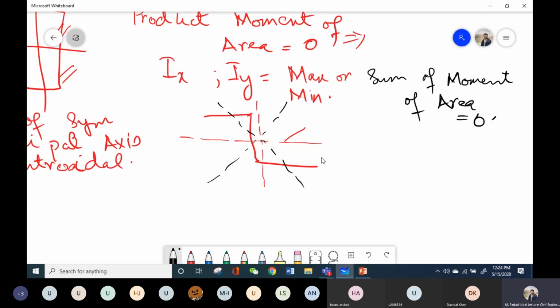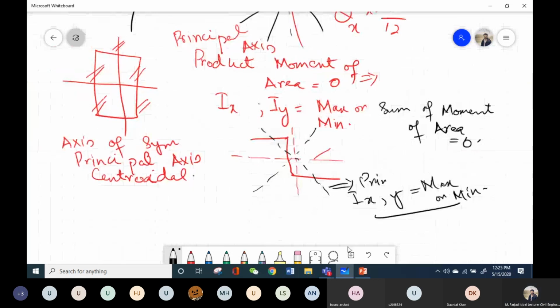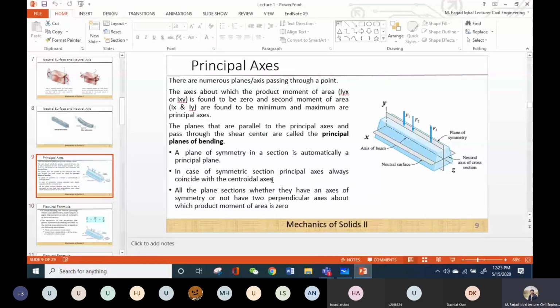So remember that in the case of an unsymmetrical section, we don't have an axis of symmetry, but we will have a principal axis around which the sum of moments is 0, and Ix or Iy, the second moment of area, is maximum or minimum. So this is the concept of principal axis. Any confusion about this one? I think no.